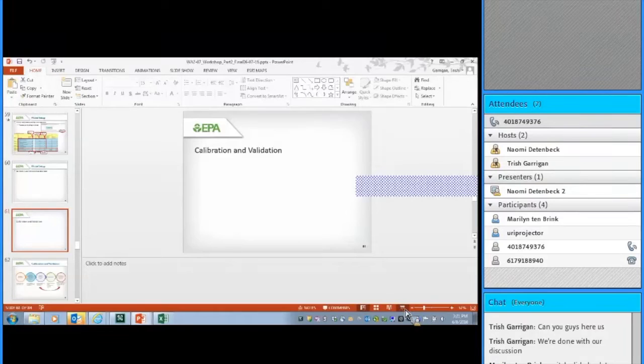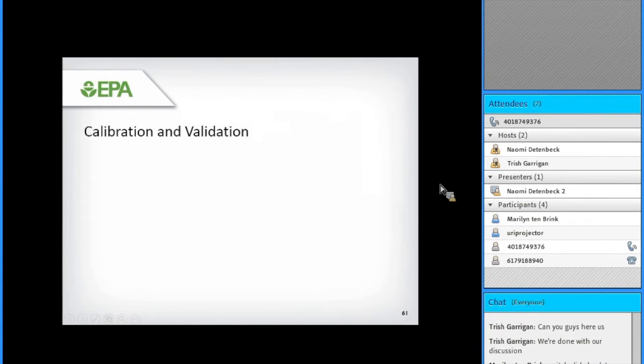We'll talk a little bit about calibration and validation. We sort of jumped ahead in the presentation this morning over this topic. So before lunch, we had finished setting up our WMOST model. We optimized. We looked at the results.